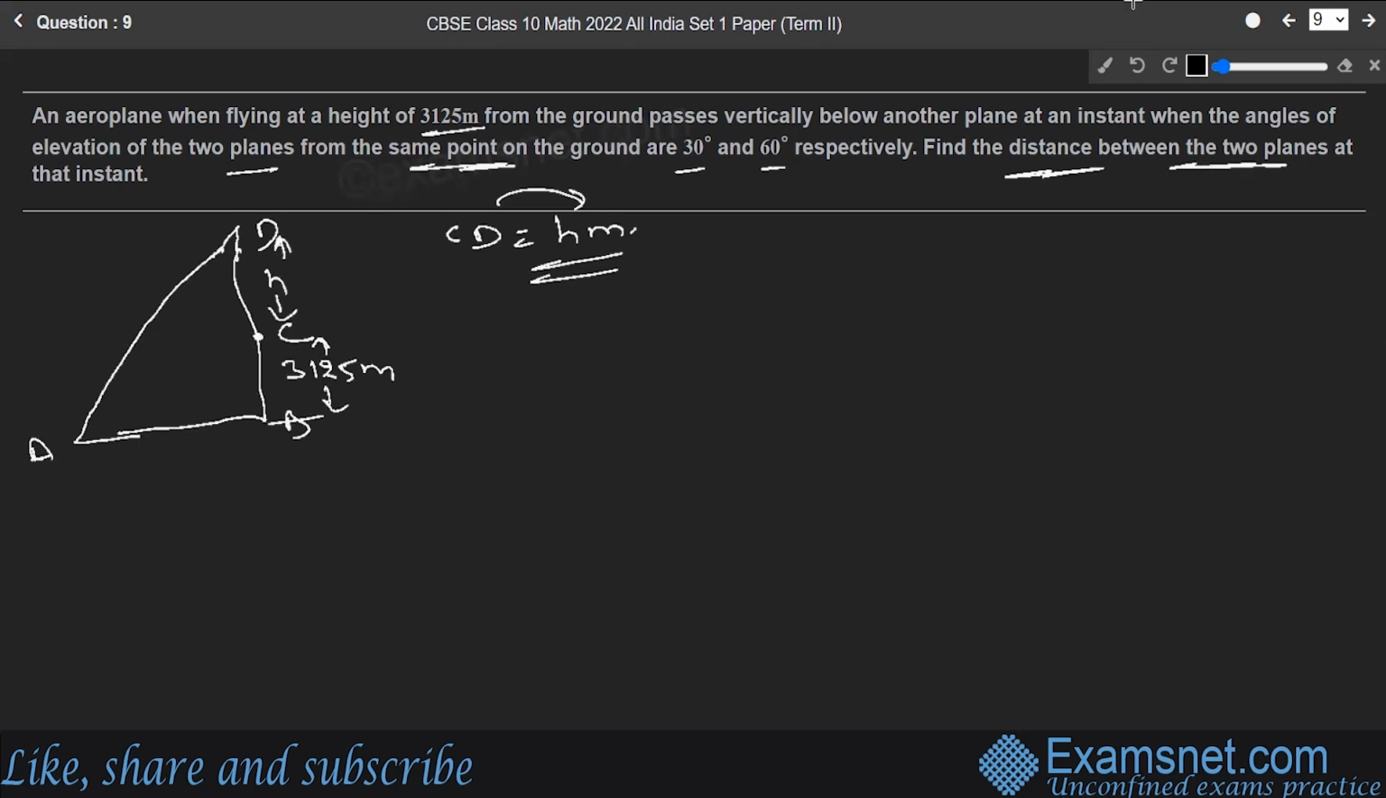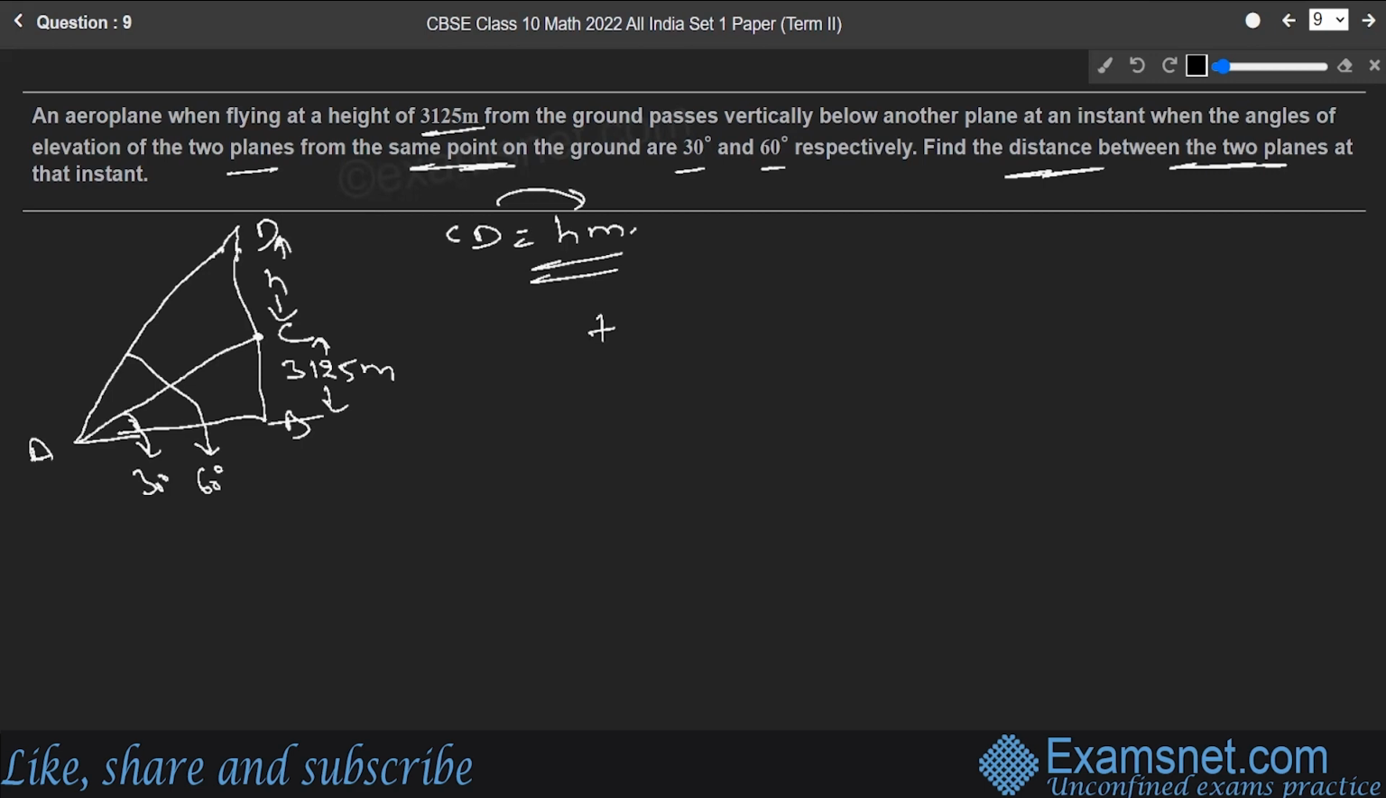Now he's saying the angles of elevation are 30 and 60 degrees respectively. So 30 will be the smaller one, that is from the ground to the first plane, and 60 will be the bigger one, that is from the ground to the upper plane. The smaller angle is 30 degrees and the larger angle is 60 degrees. So this is the diagram representing the situation.